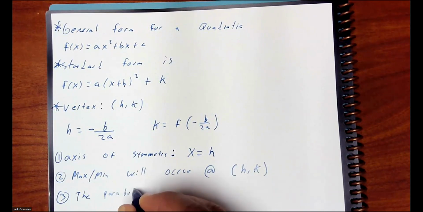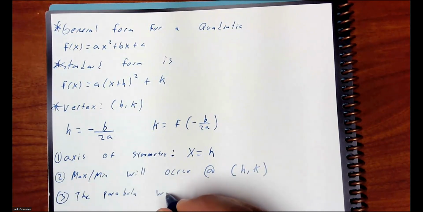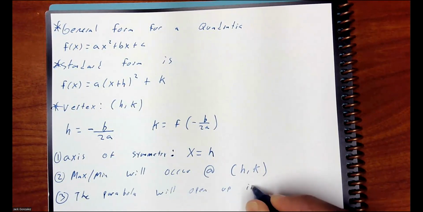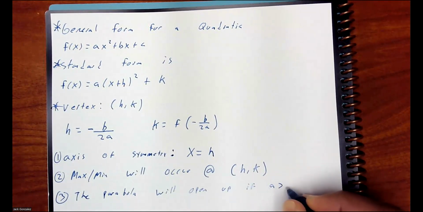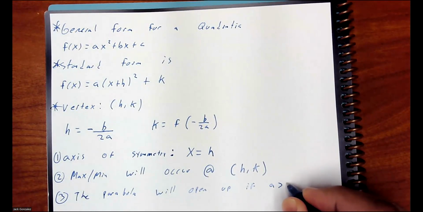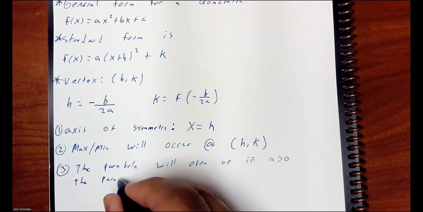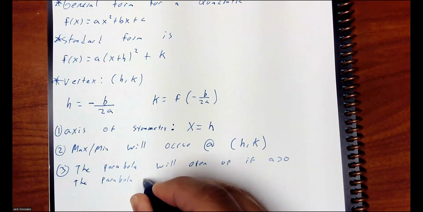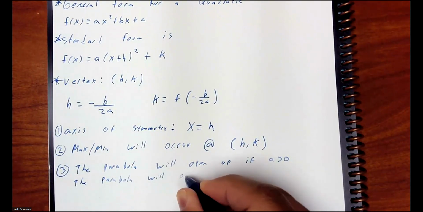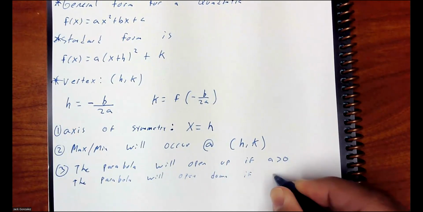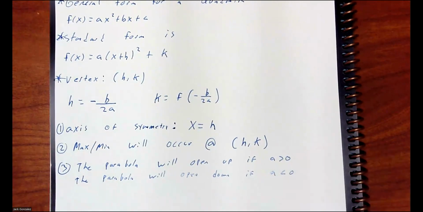The parabola will open up if a is greater than 0. The parabola will open down if a is less than 0.